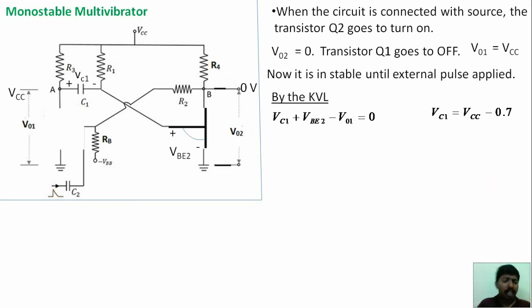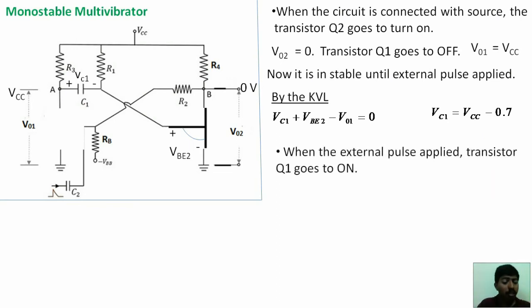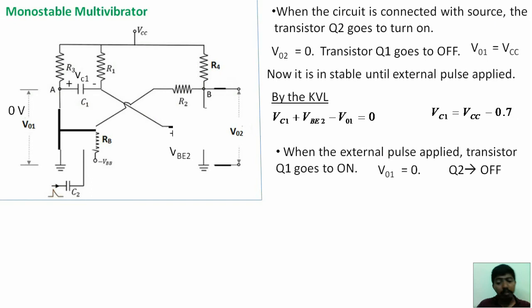When the external trigger pulse is applied at the base of the transistor Q1, the Q1 transistor turns on, so it will act as a short circuit. If it acts as a short circuit, the output voltage of this transistor Q1 will become 0. If it is 0, the Vb2 voltage will become a negative voltage. Substituting here, Vc1 will become negative, so the transistor Q2 immediately turns off. It will act as an open circuit, so the output voltage V02 will be Vcc.